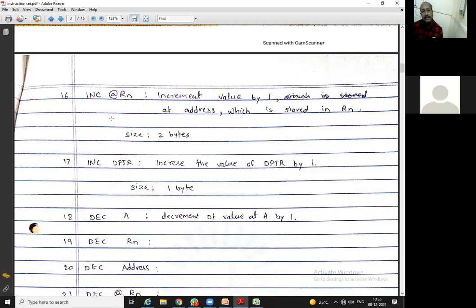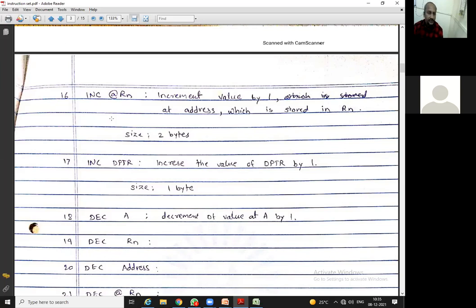Next one, that is INC @RN. Again the same thing, that is increment the value which is at the address stored in RN. The value at the address that is in RN gets incremented by 1. Like that it is going to be incremented.